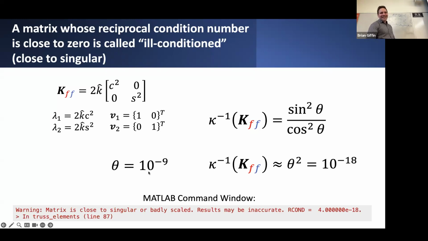If that's the case, then taking 10 to the minus 9 for theta and squaring it, you get something close to 10 to the minus 18. If I set up that problem and run MATLAB, it tells me the matrix is no longer singular. It says it's close to singular, badly scaled, etc. And it gives me an RCOND that's roughly the order of magnitude I was expecting, e to the minus 18. You could play around with this and increase theta more and more until you get something maybe close to 10 to the minus 12 or 10 to the minus 8.